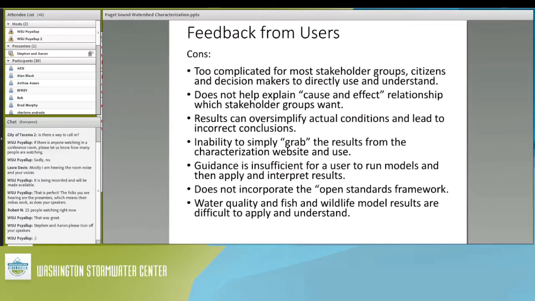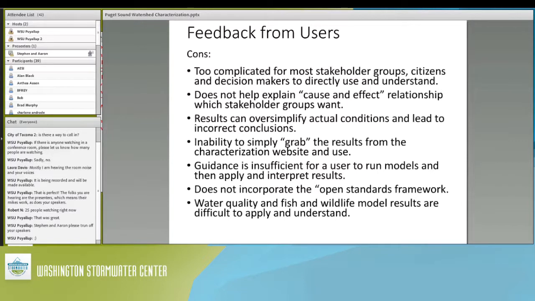They can tend to oversimplify, which is dangerous, so you really do need to have technical input from hydrologists and watershed ecologists. It is not at the point where you can just give the results to a stakeholder group and citizens and say, here, this is what we're proposing. It takes more training and understanding on their part to really get what the characterization is trying to accomplish.